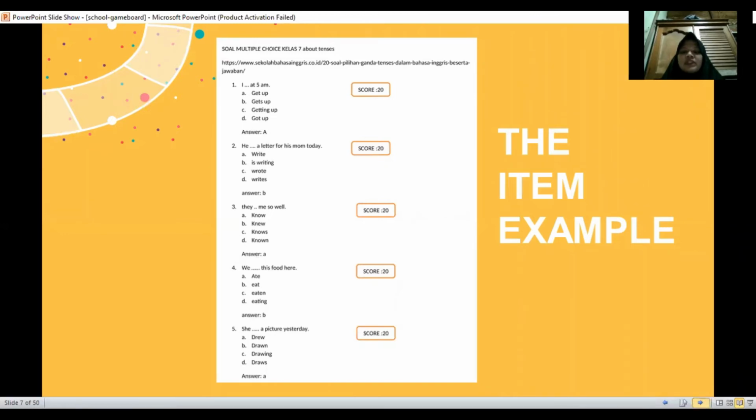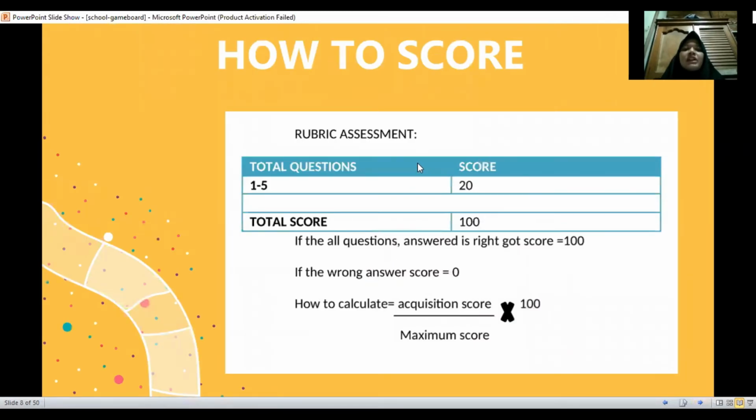And how to score, the rubric for assessment: total questions 5, and the score for each question if the right answer is 20, and the total score for all right answers is 100. If all questions are answered right, you get a score of 100. If the answer is wrong, the score is 0 for each question. How to calculate? Acquisition score times 100, then divided by the maximum score.